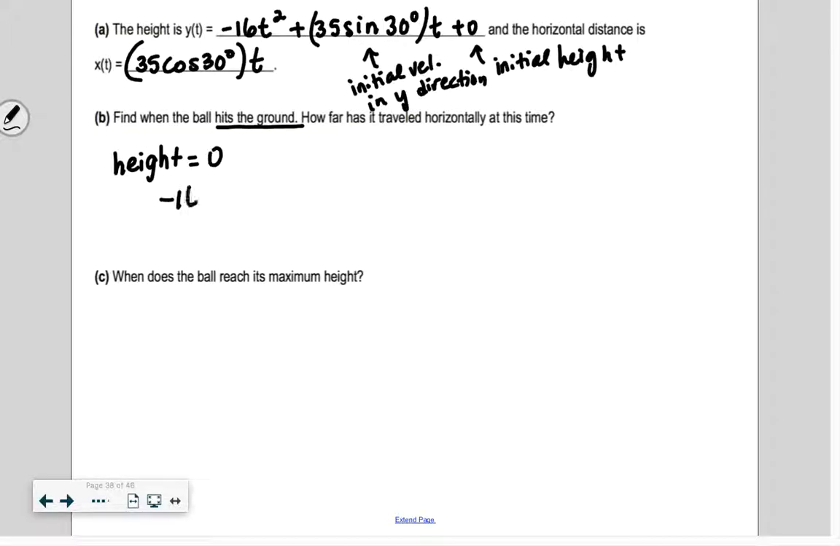So I'm going to set my negative 16 t squared plus 35 times sine of 30 times t, don't forget that t, that's what I always forgot when I was in school, equal to 0.